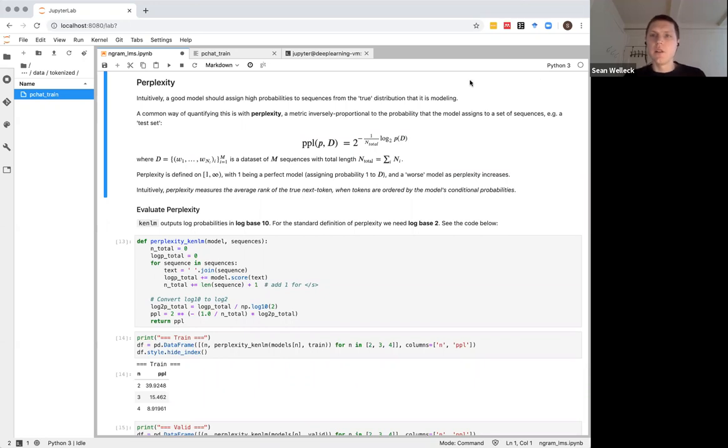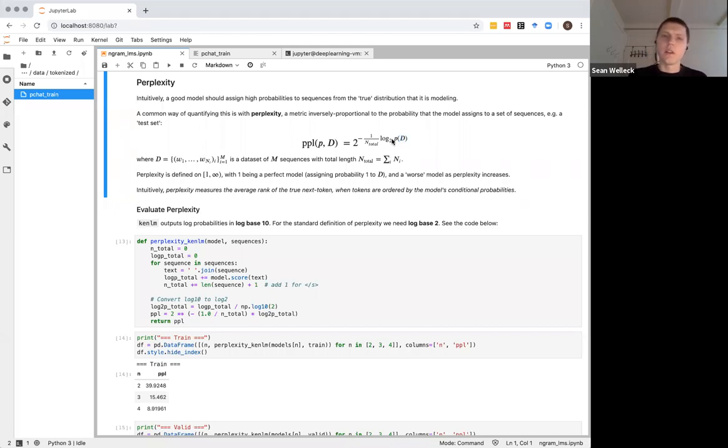Perplexity is computed using some data set, typically what we'll call the test set, and computing the following quantity. Given some data set of different sequences, the data set has a total length, which we'll call N total. Now, perplexity is defined using this formula: 2 to the power of negative 1 divided by N total times the log probability of the entire data set.